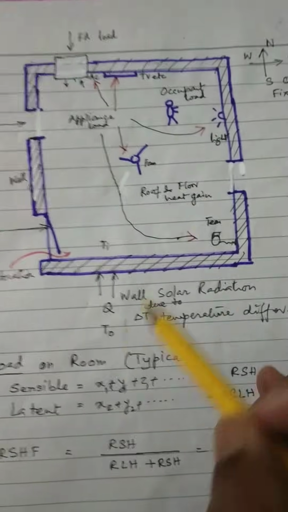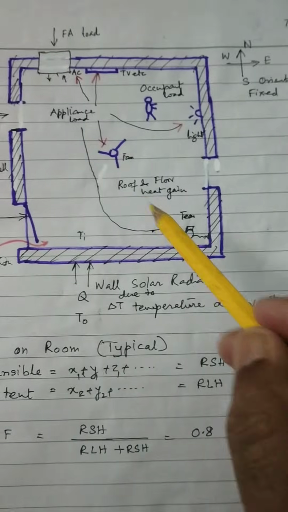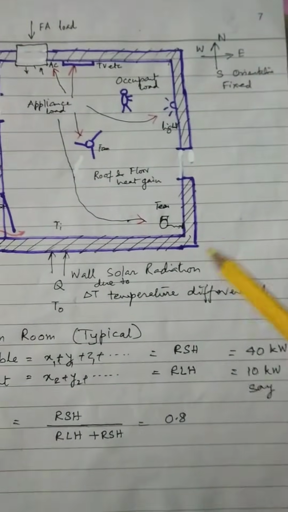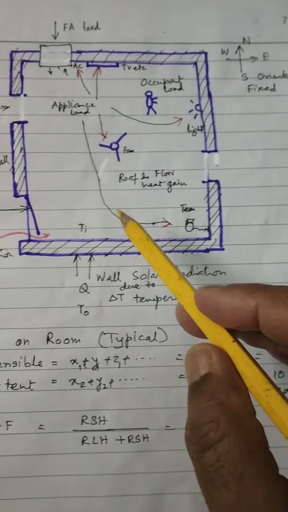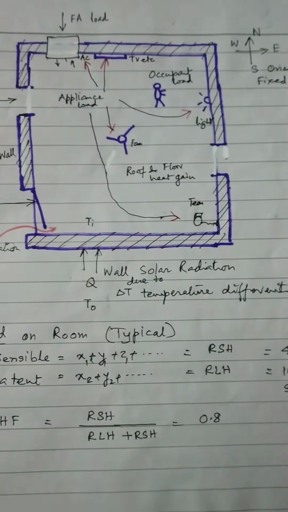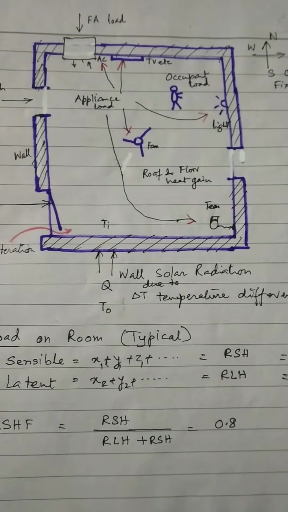So I have told you what is room sensible heat factor and what are the things which are associated with room sensible heat factor, and it is a fixed value for a particular room for which we are going to design the air conditioning system. From there I will stop and continue in the next lecture. I hope it is understood.